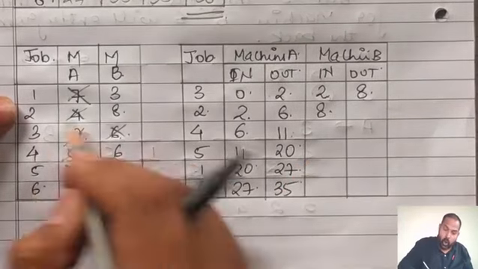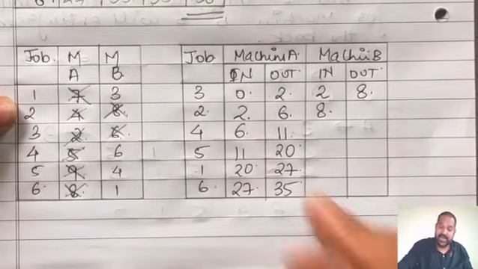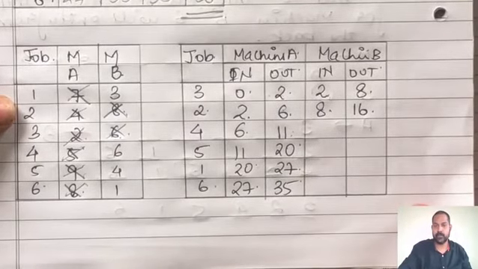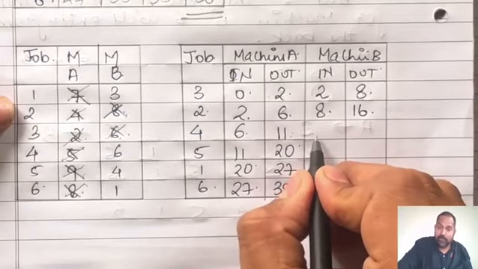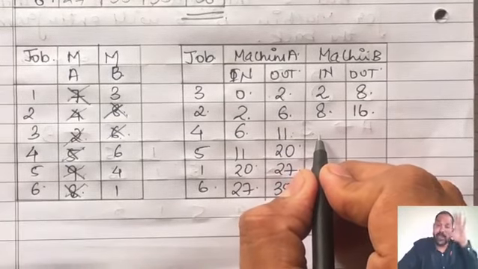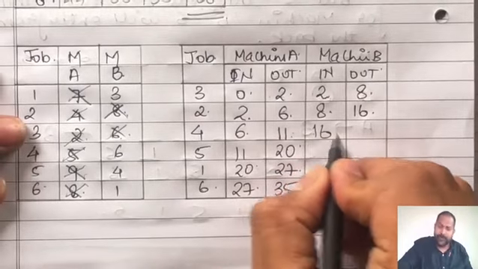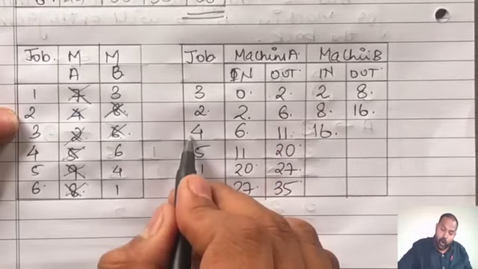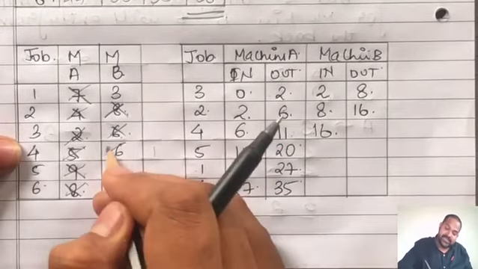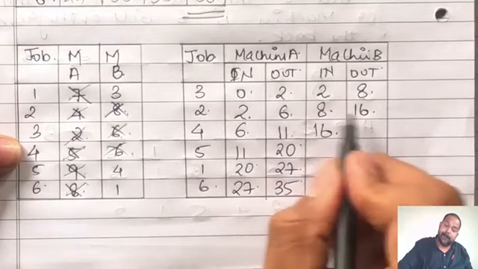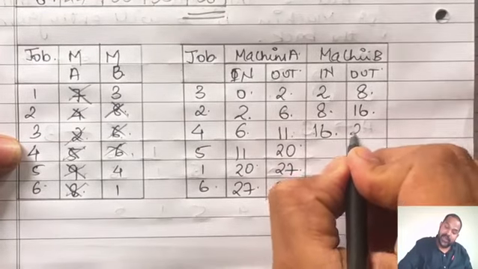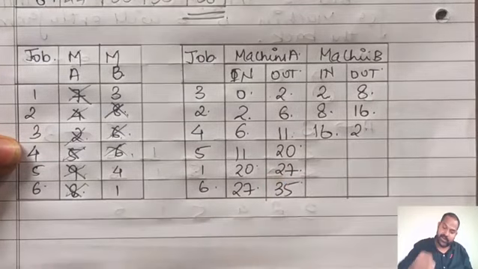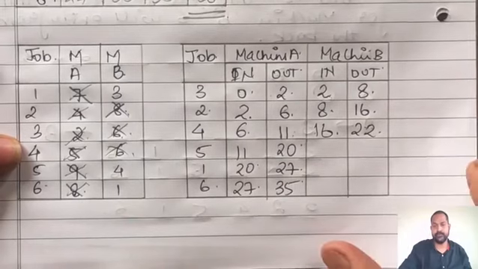So 2 on B takes 8 hours. 8 plus 8 is 16. Is the next job available at 16? Yes, it's been available since 11. Then you can pick it up at 16. Pick the next job up at 16. 4 on B takes 6 hours. 16 plus 6 is 22. If I'm correct, yes, 22.